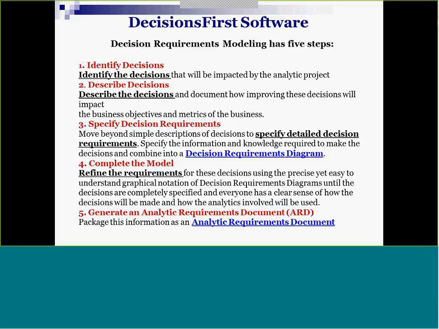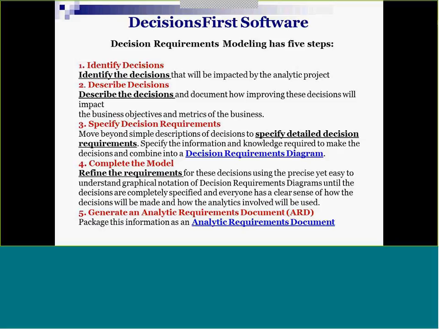Now, we're going to be doing something with DecisionsFirst software called Decision Requirements Modeling. And there are really 5 steps, and you'll be doing these 5 steps as part of your tasking. You'll identify a decision that you're going to be making. There should be one key decision supported by subsidiary decisions, supported by other things that I'll show you in a minute. The second thing you'll do is fully describe what that decision is and document how improving that decision would impact the business objectives. Now, you have to make some of that up for this first assignment, but if it were real world, you'd want to actually do that.